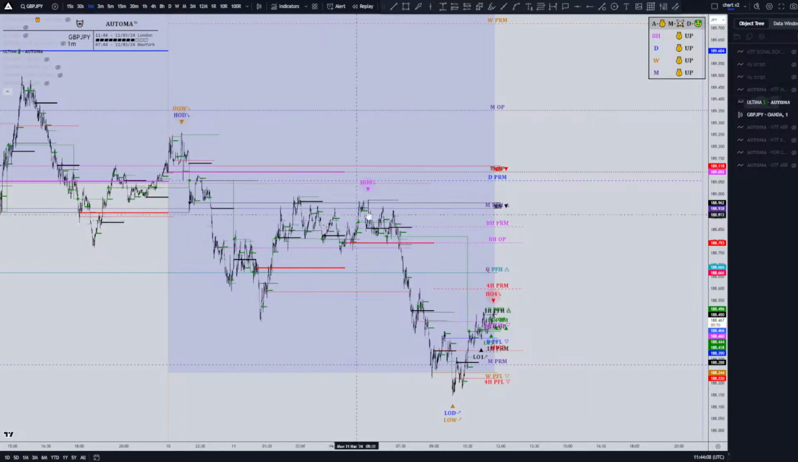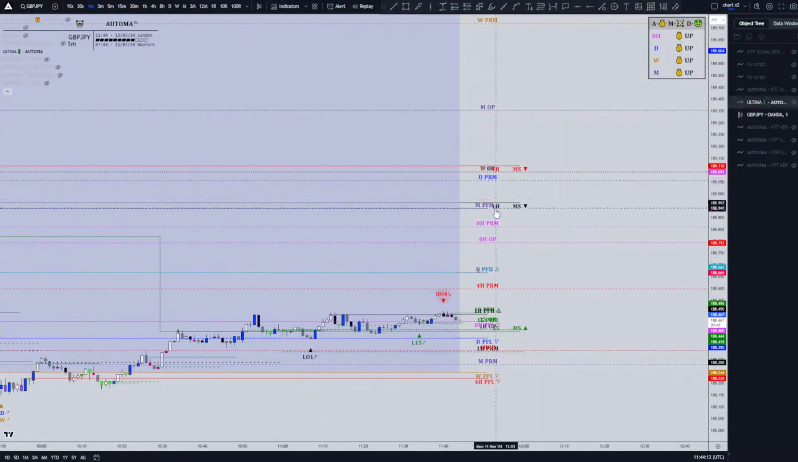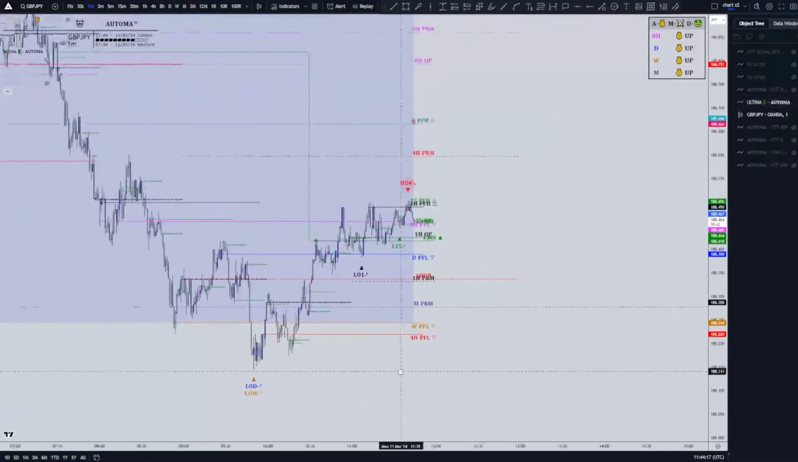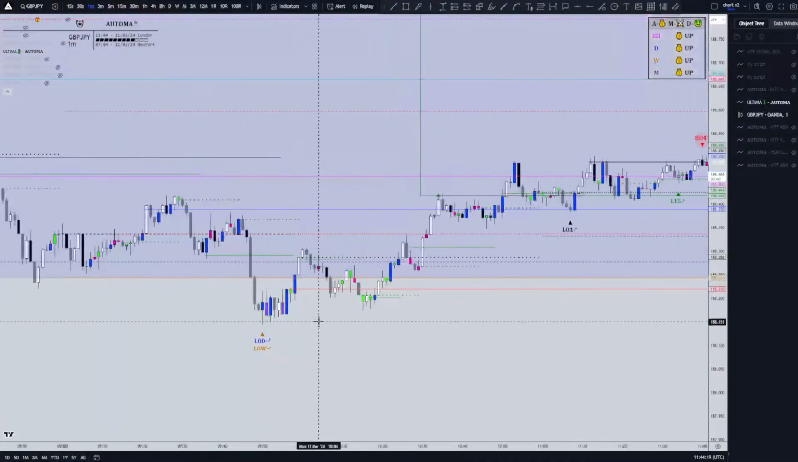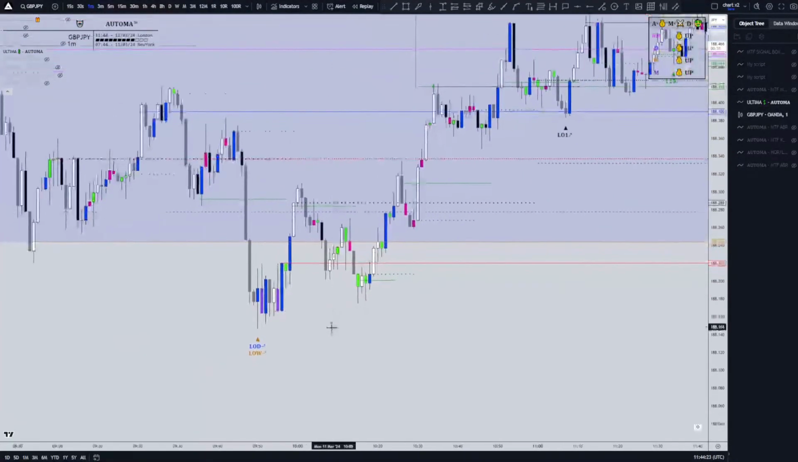Like, look here, we really rejected from that monthly zone. So down there, what would be my entry bar? My entry bar on 1 minute.